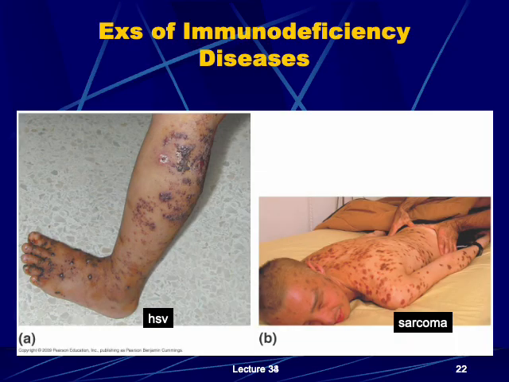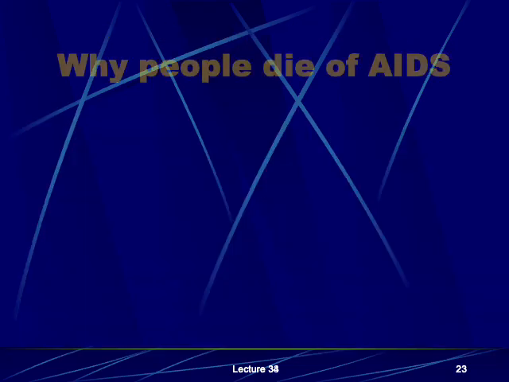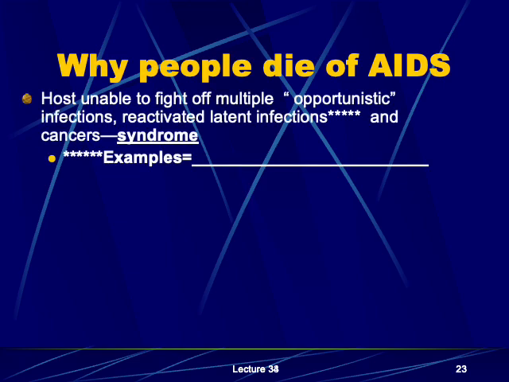What are some examples of diseases that are problematic for a person in the AIDS stage of HIV? Herpes simplex virus. And sarcoma, that's even cancers. So you're like, well, why are these two examples of people that are in the AIDS stage? And this kind of explains why people die of AIDS. The host is unable to fight off these opportunistic infections, number one, because of a weakened immune system. If you're immunocompromised, latent infections become reactivated.